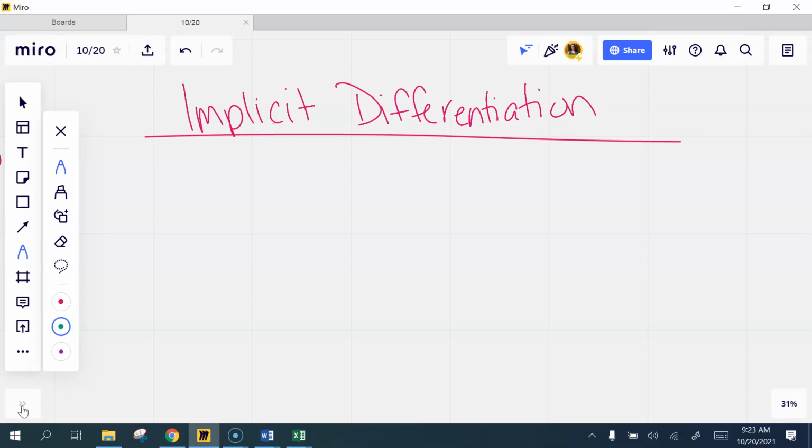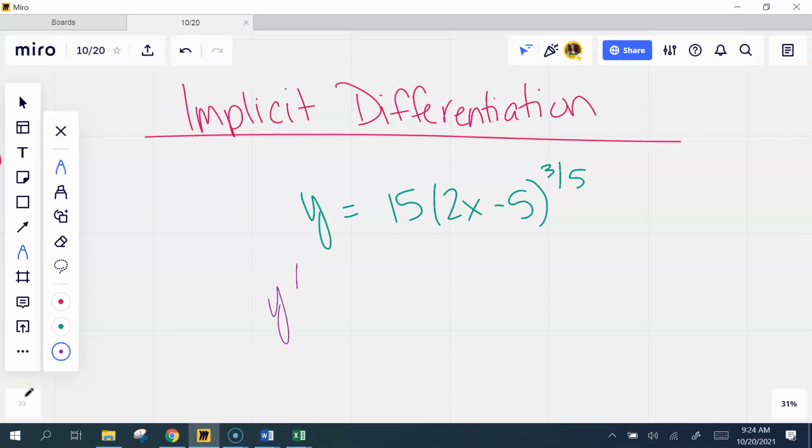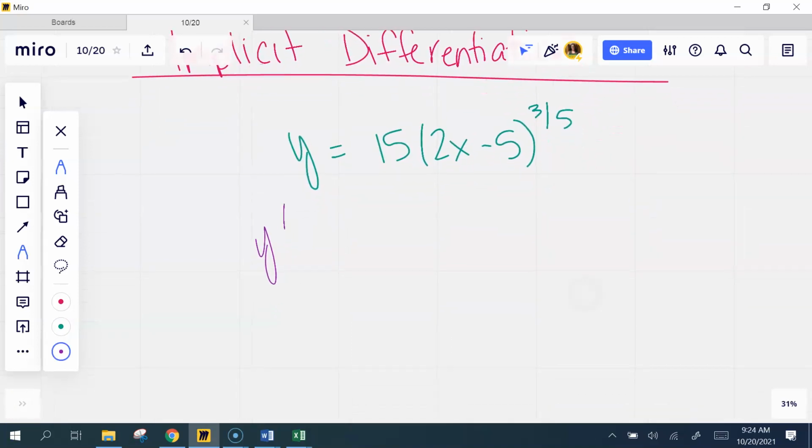Just so we're clear, if I asked you to find the derivative of this, use your power rule and then do the product here. This would just be the power rule followed by the chain rule.